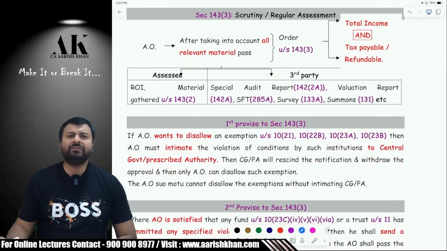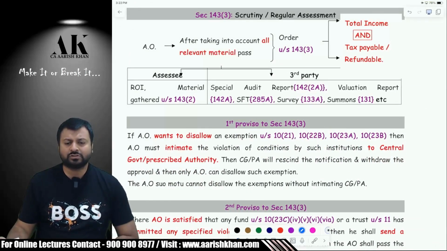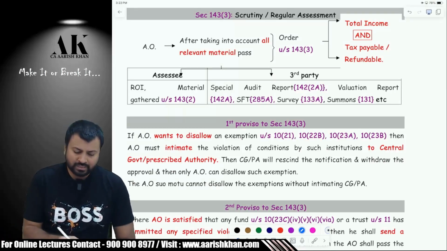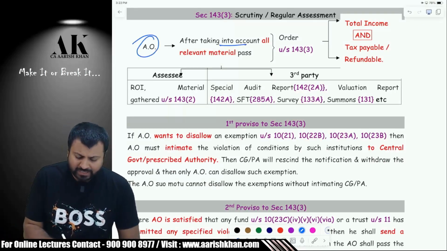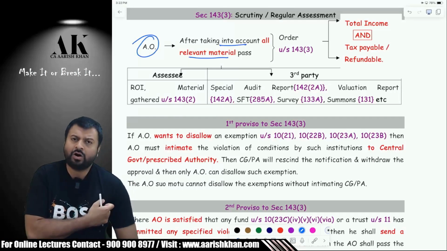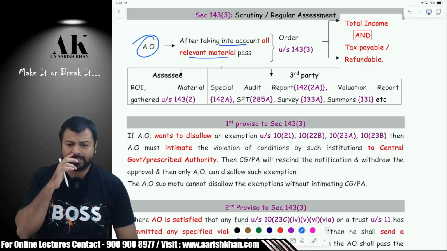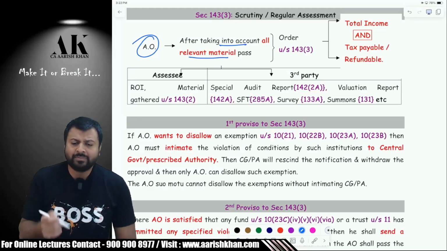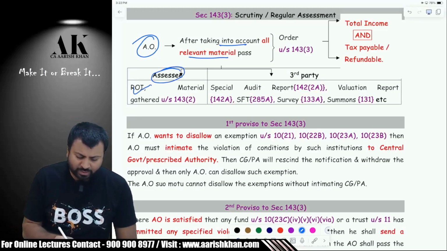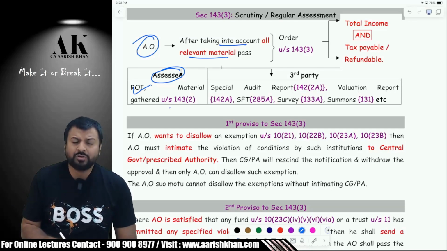Next, we will talk about the regular assessment, which is also called a scrutiny assessment, covered under 143 subsection 3. There is an AO, and the AO, after taking into account all relevant material, will take all the relevant material. Sir, what is the relevant material? The relevant material will come from the assessee in the form of ROI. He will also gather some documents, information, invoices, proofs, etc. under 143(2) by sending the scrutiny notice.